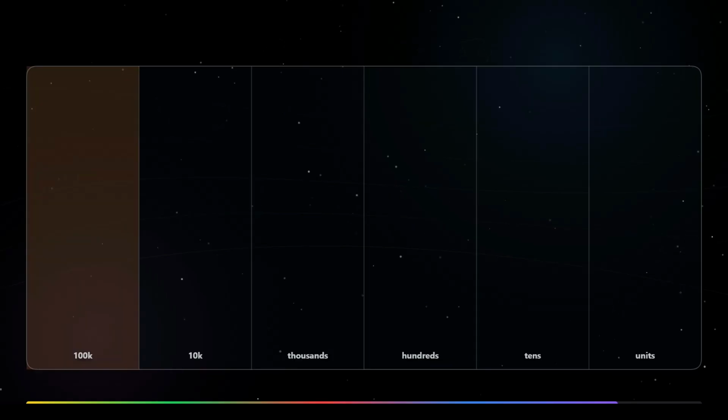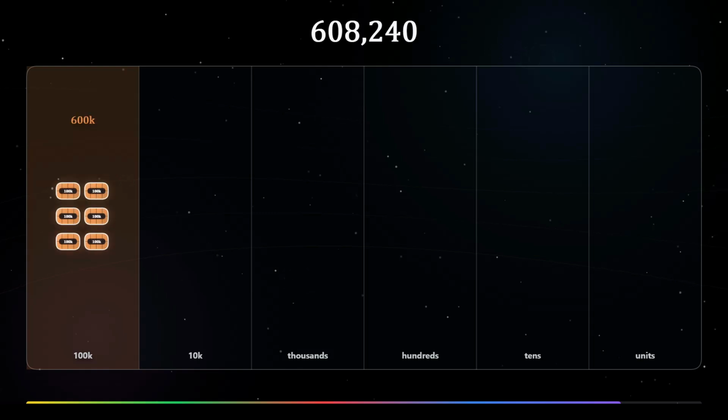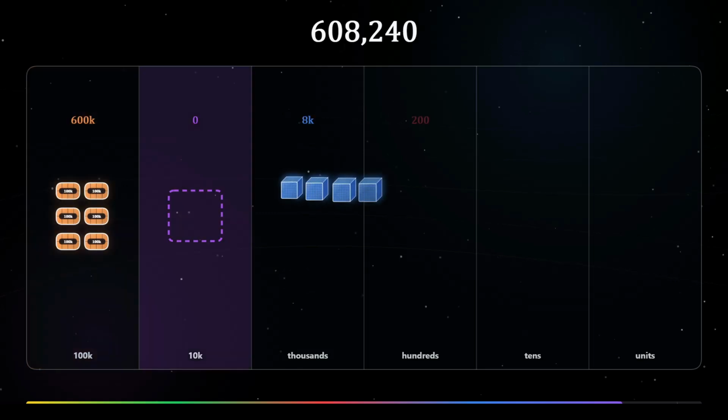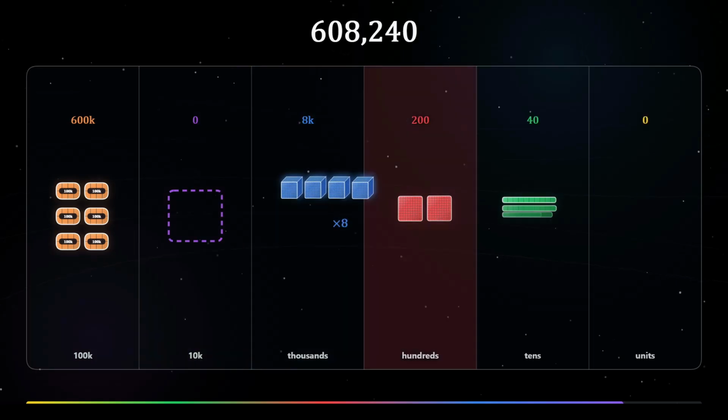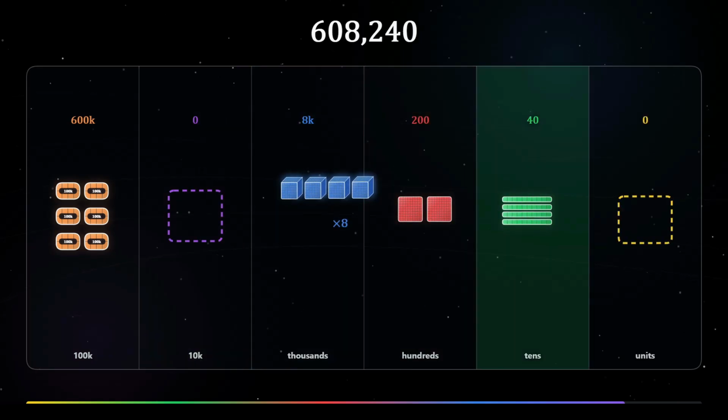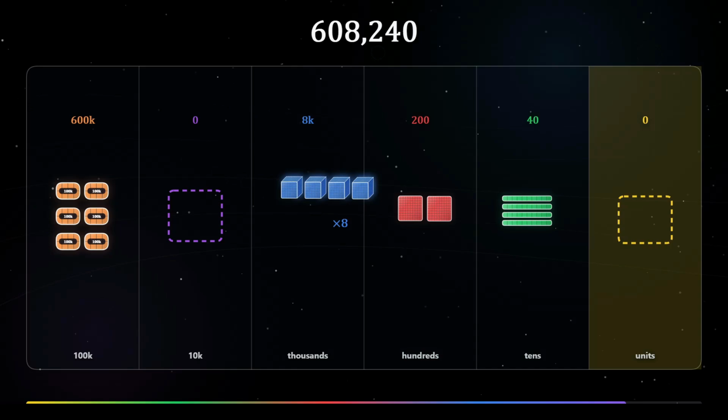608,240. Use 6 hundred-thousand blocks, no ten-thousand blocks, 8 thousand cubes, 2 hundred flats, 4 ten rods, no unit cubes.